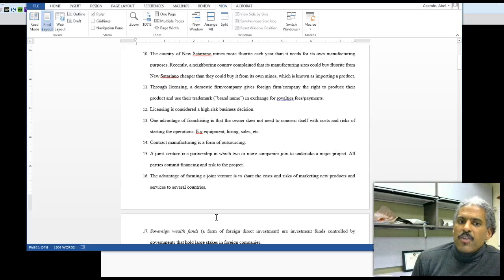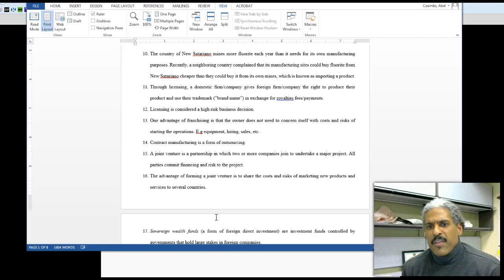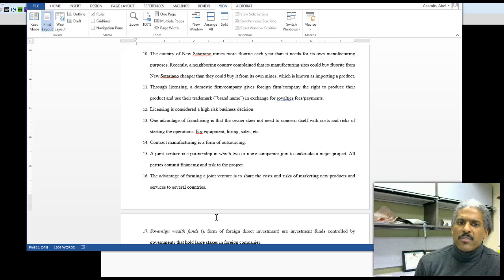10. The country of New Satariano mines more fluorite each year than it needs for its own manufacturing purposes. Recently, a neighboring country complained that its manufacturing sites could buy fluorite from New Satariano cheaper than they could buy from its own mines, which is known as importing a product. True, right? They're going to buy it in, we're going to bring it in. Those guys over there make it more efficiently, comparative advantage.